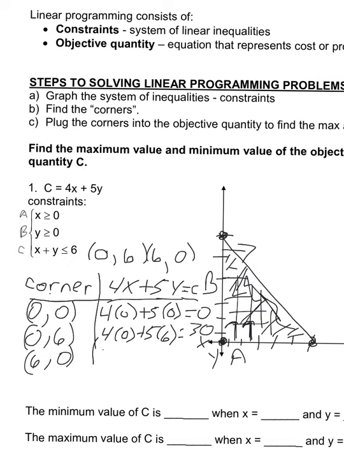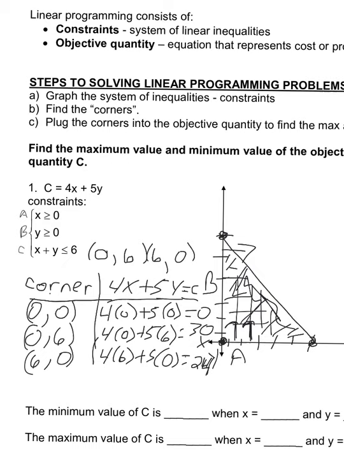And the last one, 4 times x, which is 6, plus 5 times y, which is 0. 4 times 6 is 24. 5 times 0 is 0. So this is 24. So now I have all of my numbers accounted for the different regions.